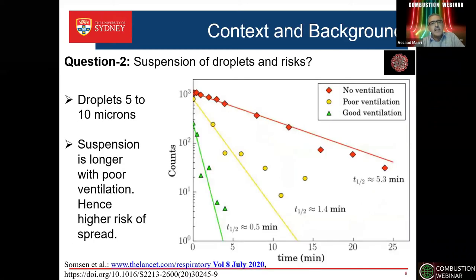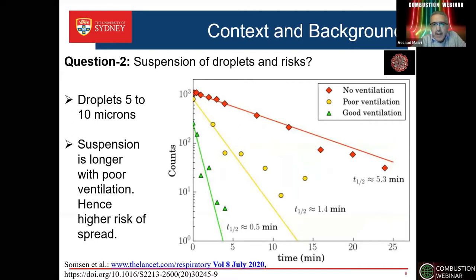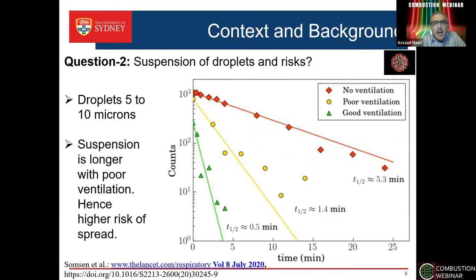Now, how long do they stay suspended in the air? That depends really on how much ventilation there is around, and the duration of their suspension can vary by about an order of magnitude. So if the place is well ventilated, as is shown by the green curve, their suspension in the air can be about 30 seconds. But that can increase by an order of magnitude, up to about 300 seconds, 5 minutes, that is, if the place is not ventilated. And that is significant with respect to the associated risk of those particle suspensions.